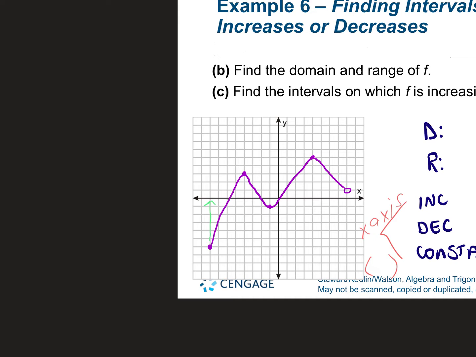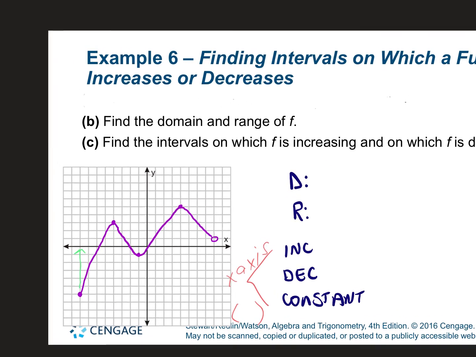-8. Okay, does it include -8? Yes. So I'm going to say bracket -8 to the furthest right. When I look all the way over here, what is this value on the x-axis? +8. Does it include it? No. So it would be 8 with a parenthesis. I have a closed bracket on -8 because of the closed dot on -8. And I have an open dot on +8, so it's going to be a parenthesis.